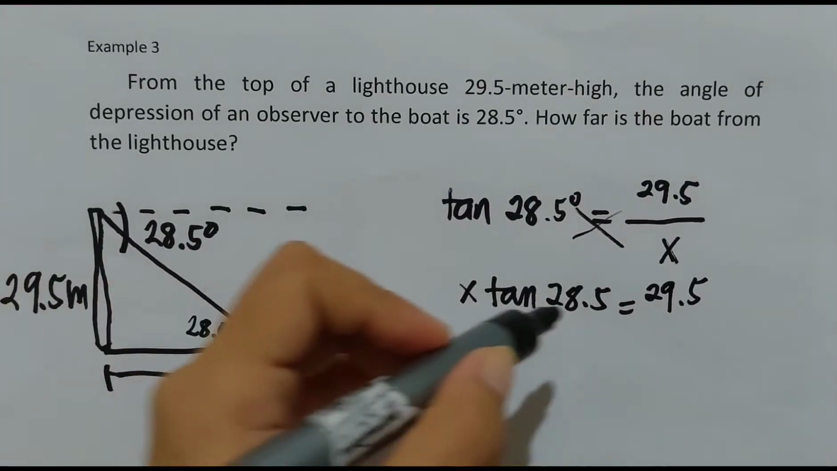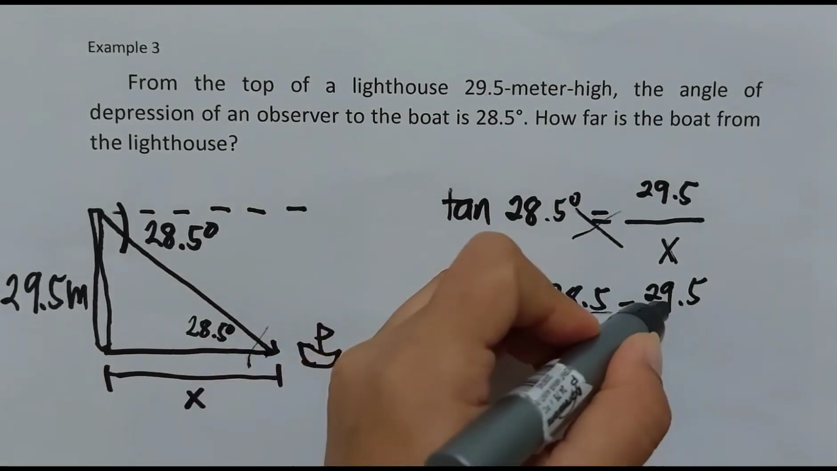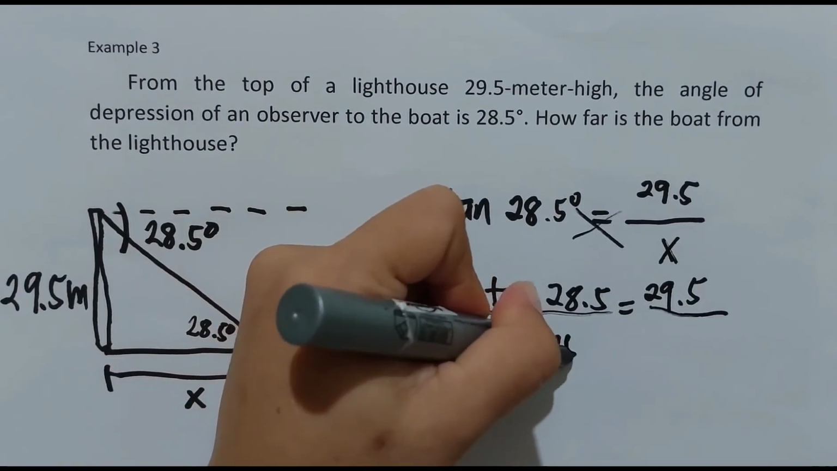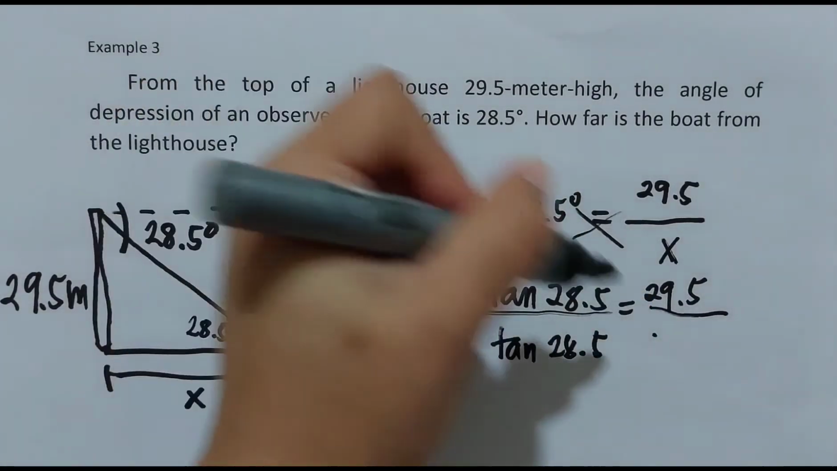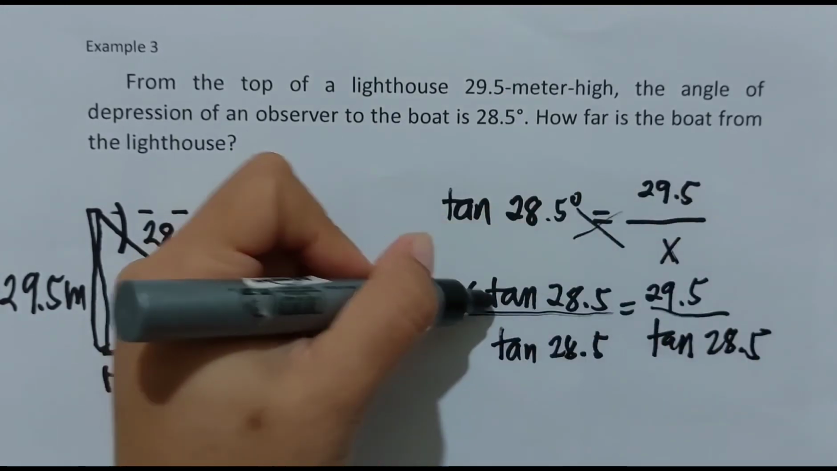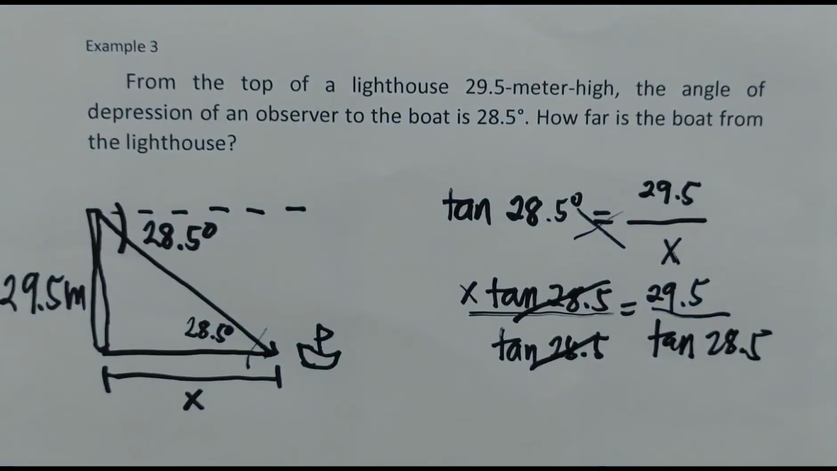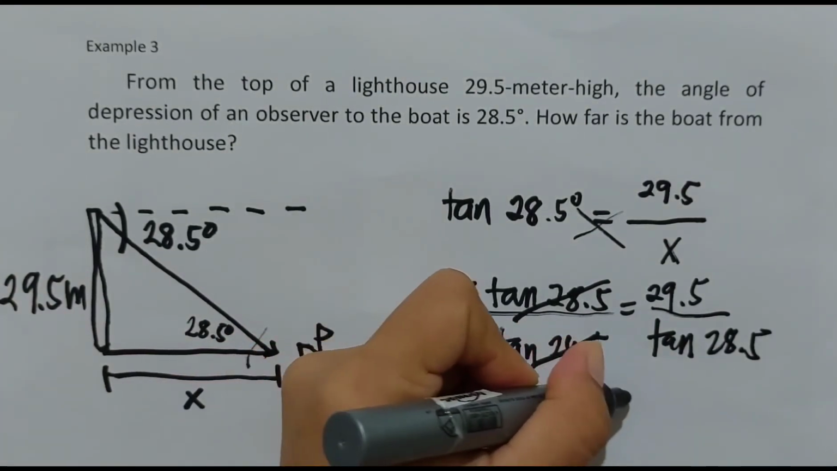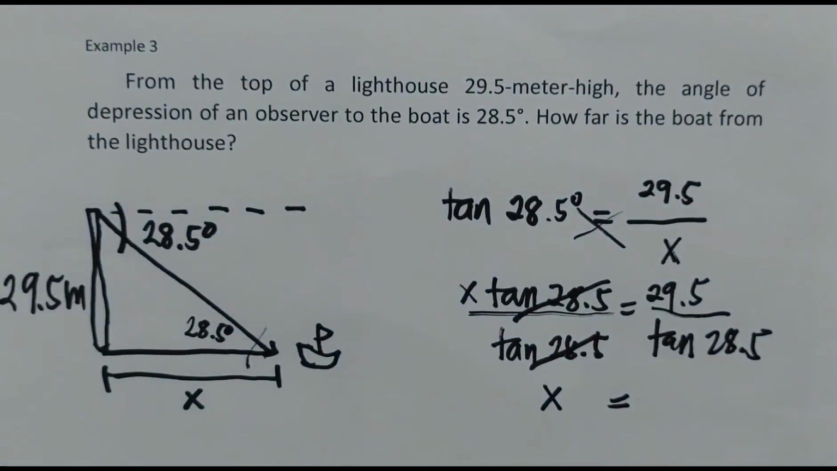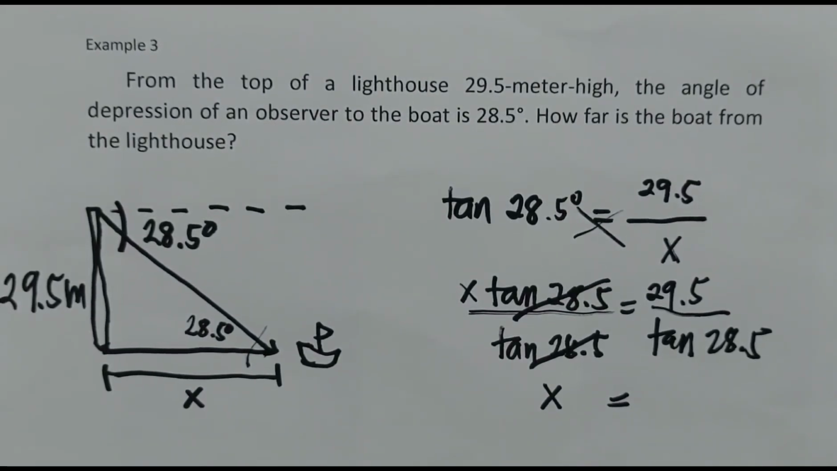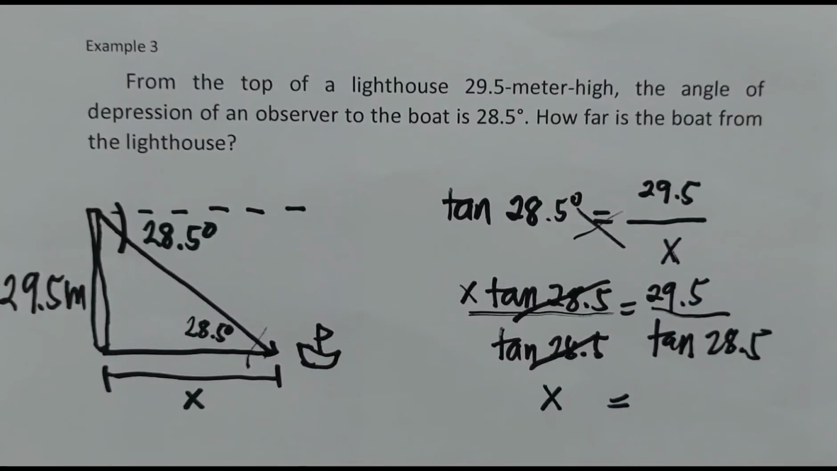Then aron matangtang ang tangent x na lay mahabilin, so we will divide both sides by tangent 28.5. So we can cancel, understood that is 1. So ang mahabilin si x na lang. Okay? So using your calculator or table, inyong i-manipulate 29.5 divided by tangent 28.5.